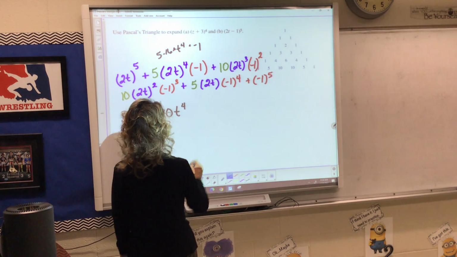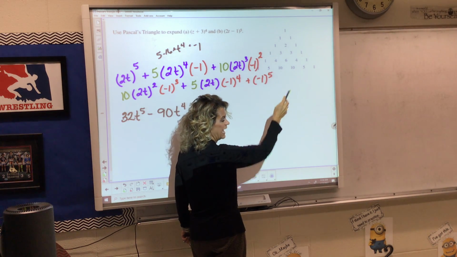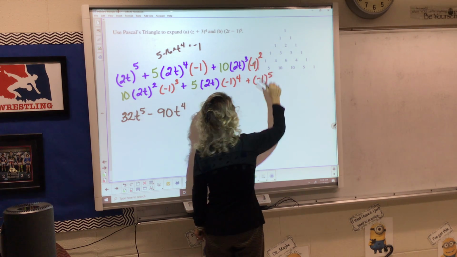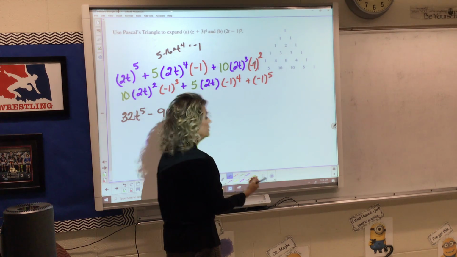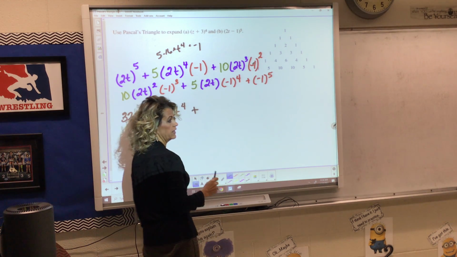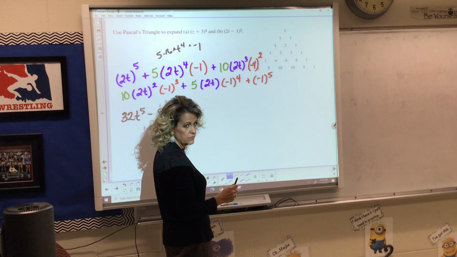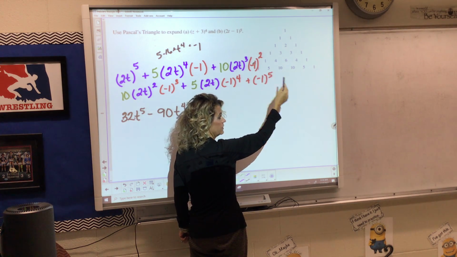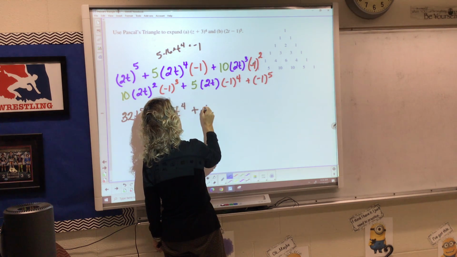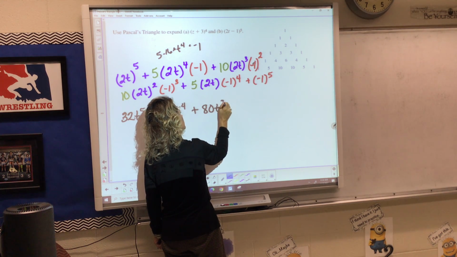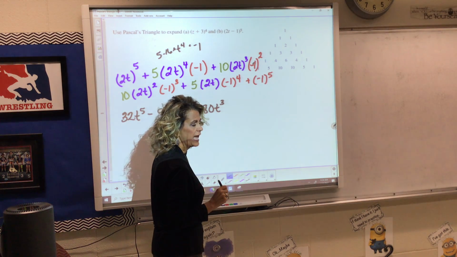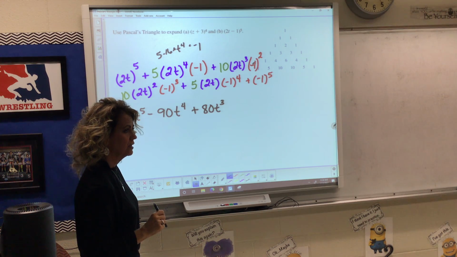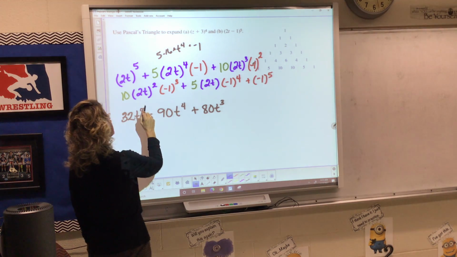Okay. So our third term, yes? And it's real easy to look. -1 squared is going to be a +1, yes? So my next answer is going to be plus something. Everybody with me? What's 2 cubed? 2 cubed is 8, yes? So I have 8t cubed times 10. That's 80t cubed, yes? So far, so good? Okay, our next one.